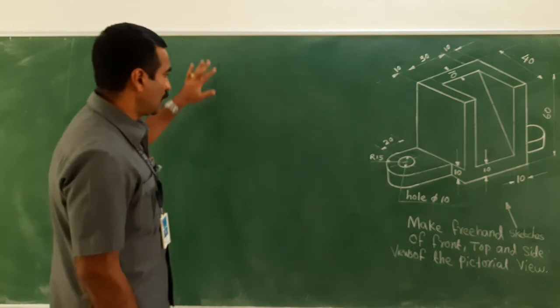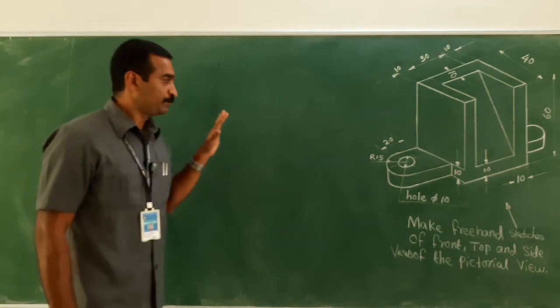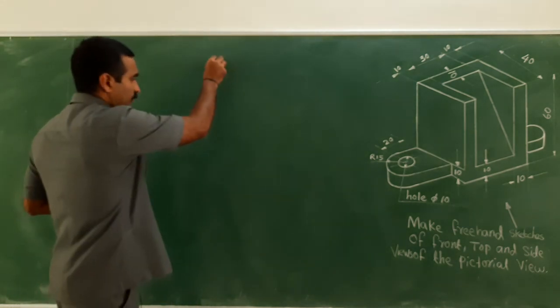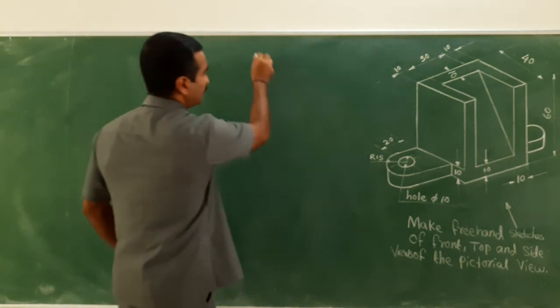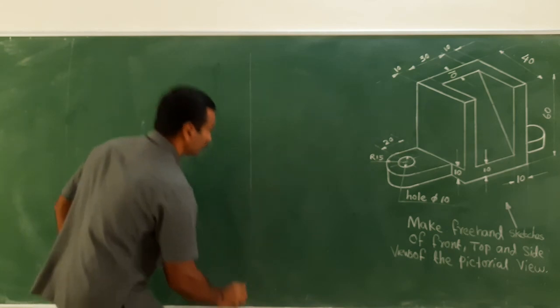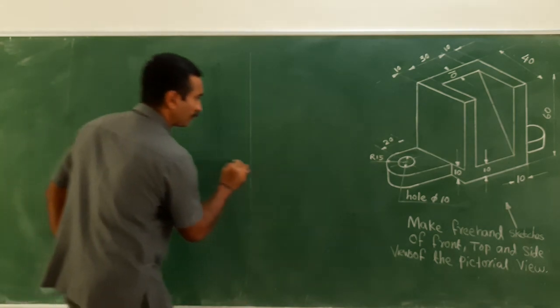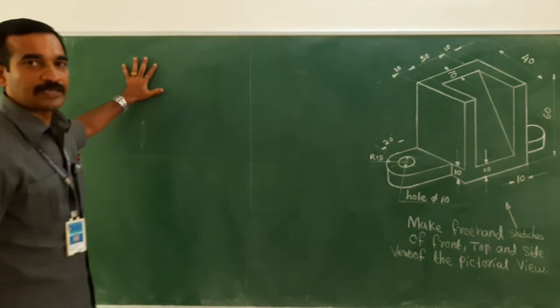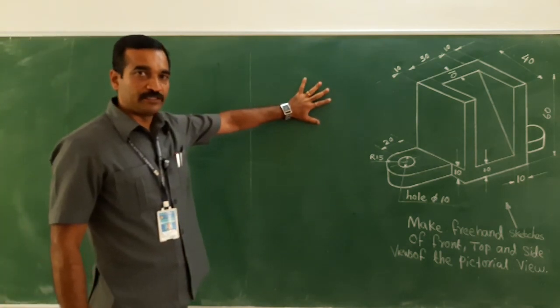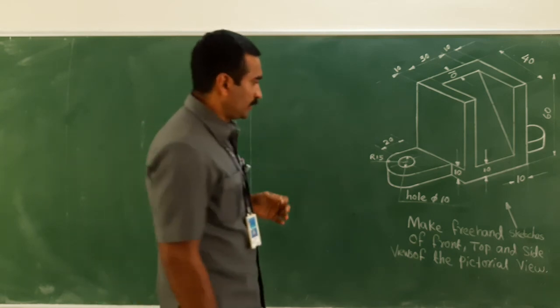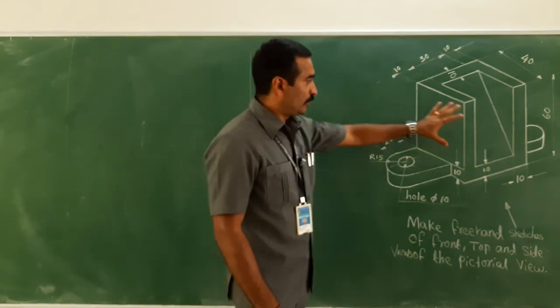So I need to bifurcate the board here. So let me just, okay, the side view should come here. Therefore, let me just bifurcate in this manner. The front view will come here, the top view and the left hand side view here. Right.